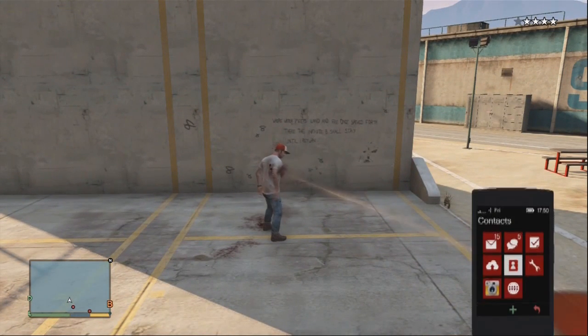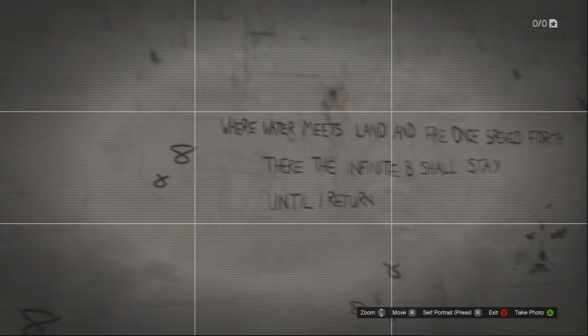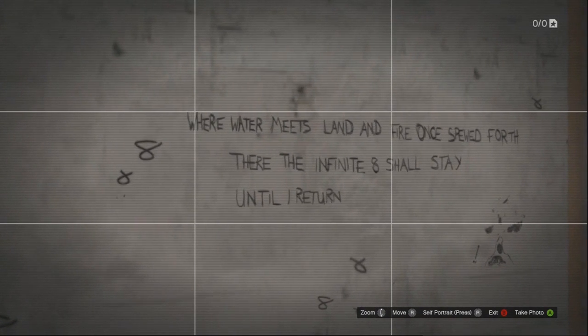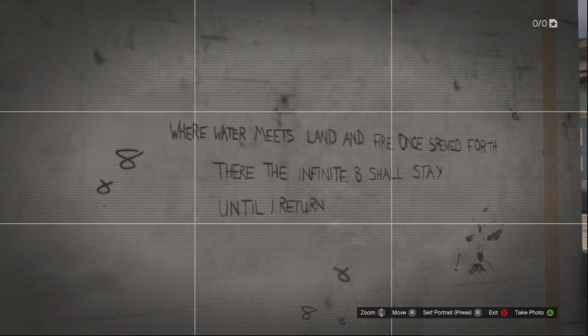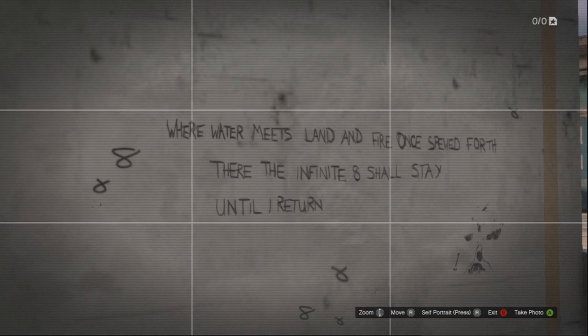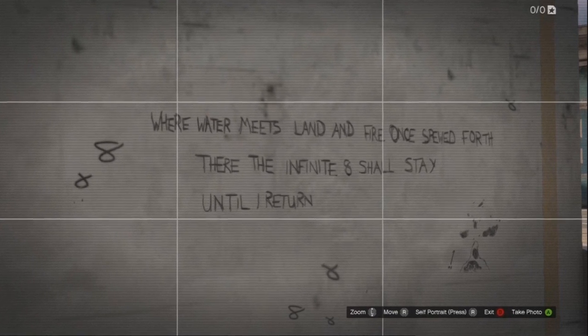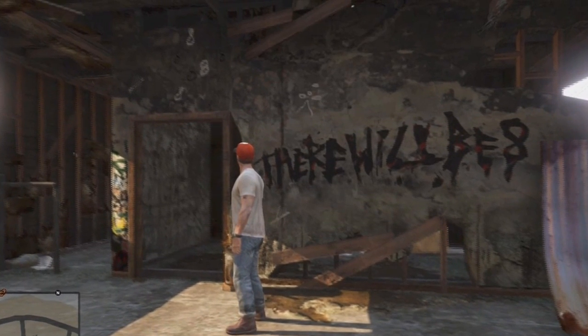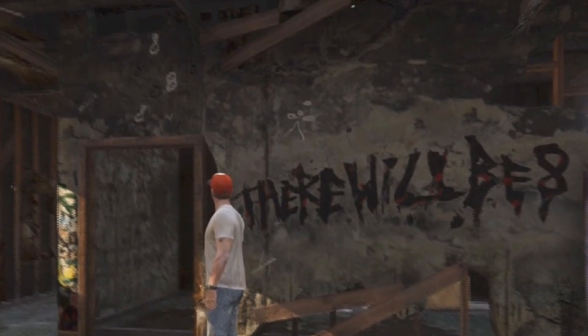The final clue is located on the wall in between 9A and B. The clue reads, "Where the water meets land and fire once spewed forth, there the infinite 8 shall stay until I return." Also take notice to the detailed drawing in the lower right hand corner of your screen. Doesn't it look familiar? We saw a lesser detailed drawing above the R in There Will Be 8.